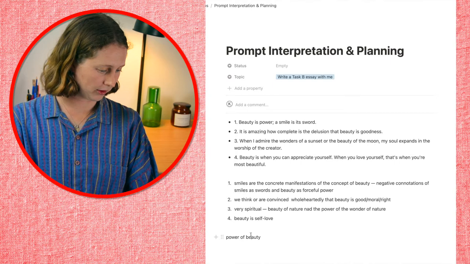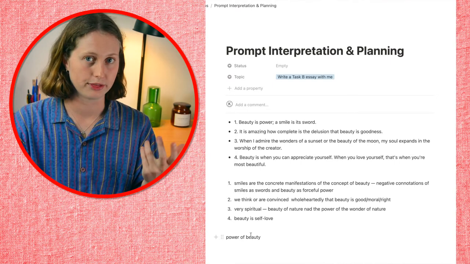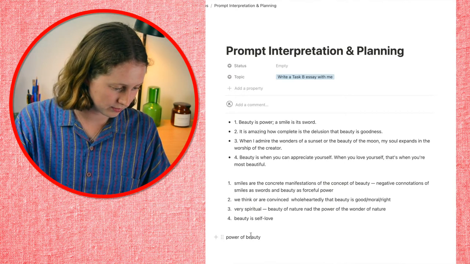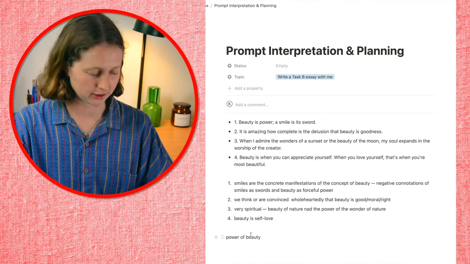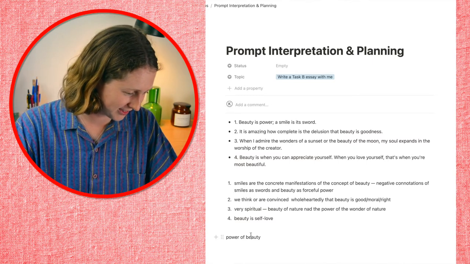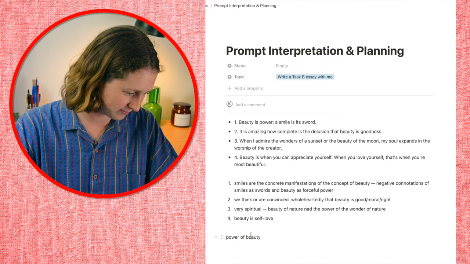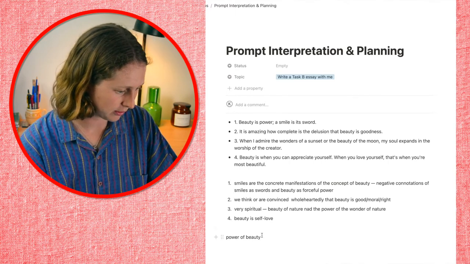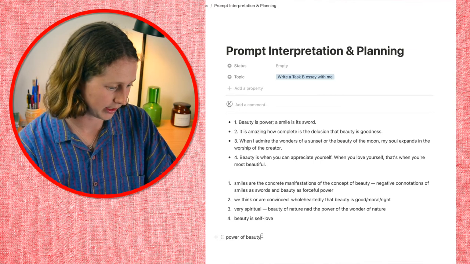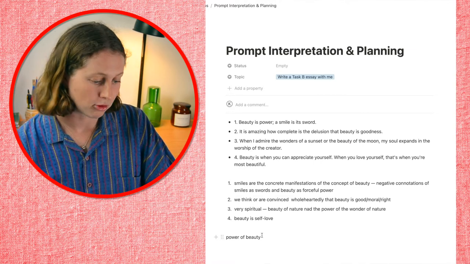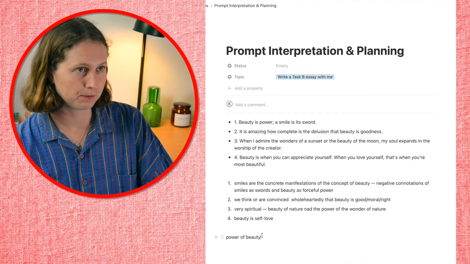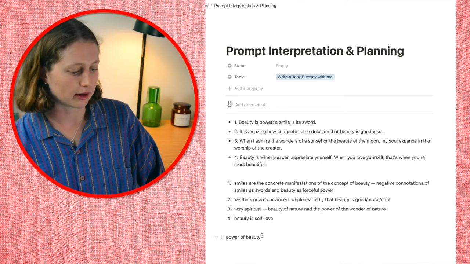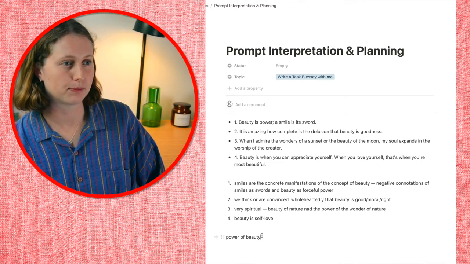Cool. Okay, so now I go back through them and summarize them into one theme, the theme that I think they're trying to get at. Last time it was the power of technology. This time it's the power of beauty. Yeah, the first one's all about power. The second is all about the morality, that we're convinced that beauty is good. But that's also saying something about the power of beauty.